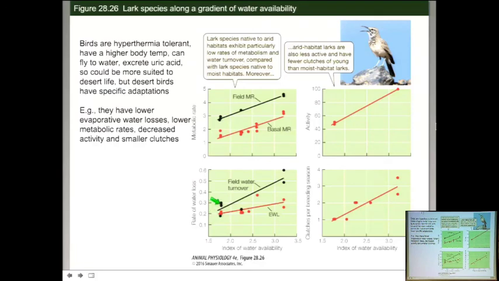Field water turnover, so remember this is the loss and gain per day, is also less as a function of decreased activity, really. Basal metabolic rates are less in the dry environment. Activity is less in the environment. All of these, and smaller clutches per breeding season. All of this allows water conservation. So most of these birds aren't flying away to bodies of water to drink, but remaining in their existing locations, and have these other adaptations to allow them to do that.